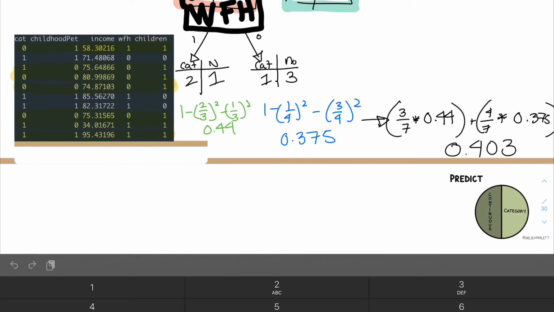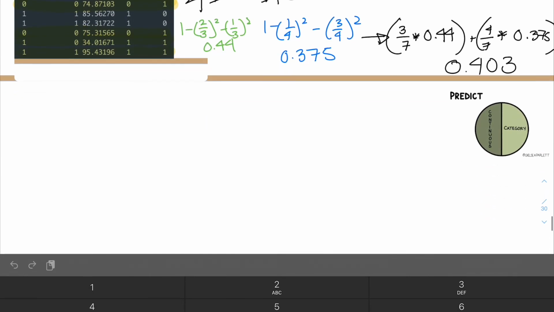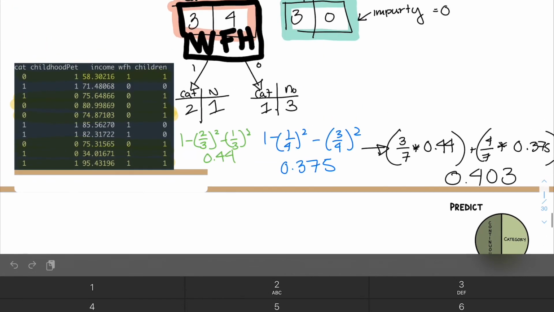Okay, so essentially we can see that this node, when we split it by work from home or not, has an impurity of 0.403. Now, in order to make a decision, we would have to calculate what it would be like if we did childhood pet, the other category as well.